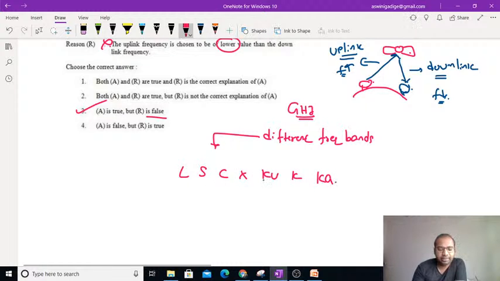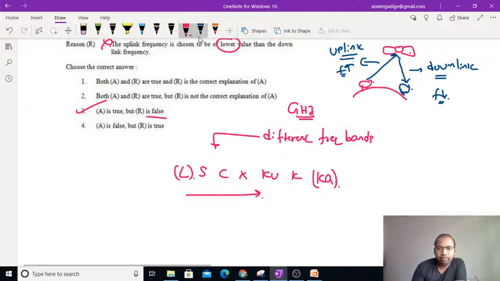These are the different satellite communication bands: L, S, C, X, Ku, K, Ka. Here I have written them in the increasing order of the frequency. That means K is having the highest frequency band and L is having the least frequency band.